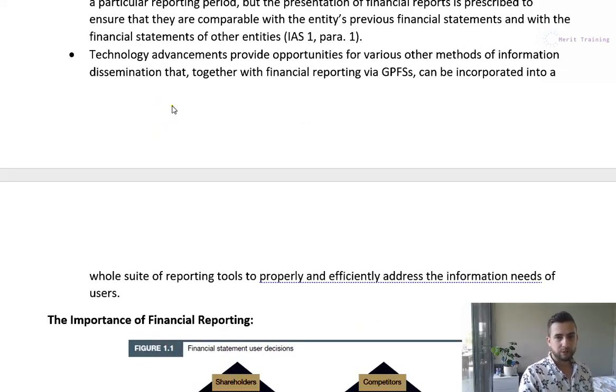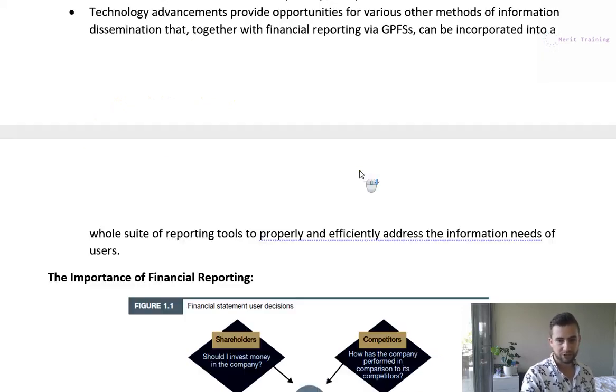Technology advancements provide opportunities for various other methods of information dissemination that, together with the general purpose financial statements, can be incorporated into a whole suite of reporting tools to properly and efficiently address the information needs of users.